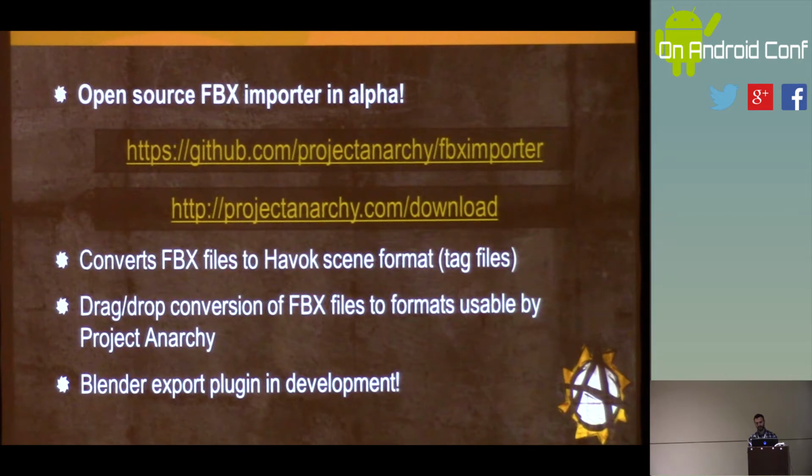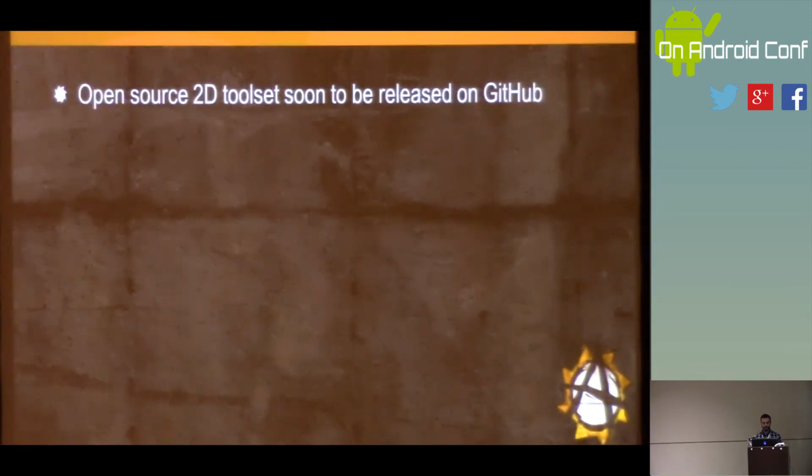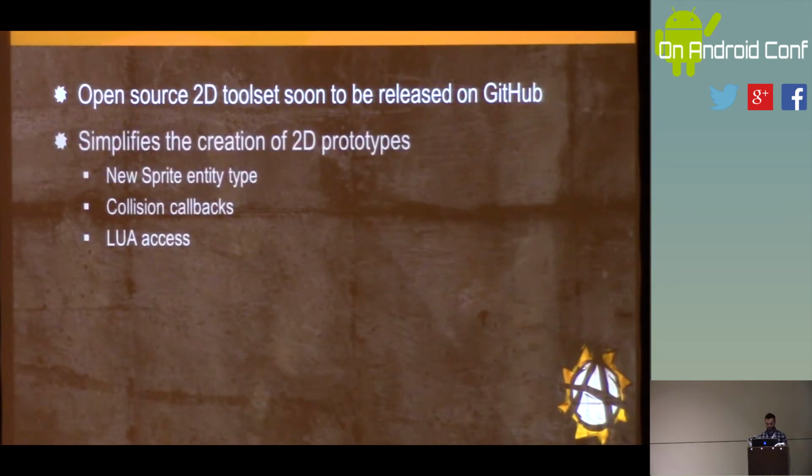We're also working on a Blender export plugin. Blender already supports FBX, you can already get stuff out of Blender, but we just want to make it a little bit easier because we know a lot of indie dudes really like their Blender, so we want to make it good for them. Also working on a 2D toolset, and we're going to be releasing that on GitHub as well. It basically simplifies the creation of 2D prototypes, and I'm saying prototypes here, but if you wanted to use it in your real game, you totally could too.